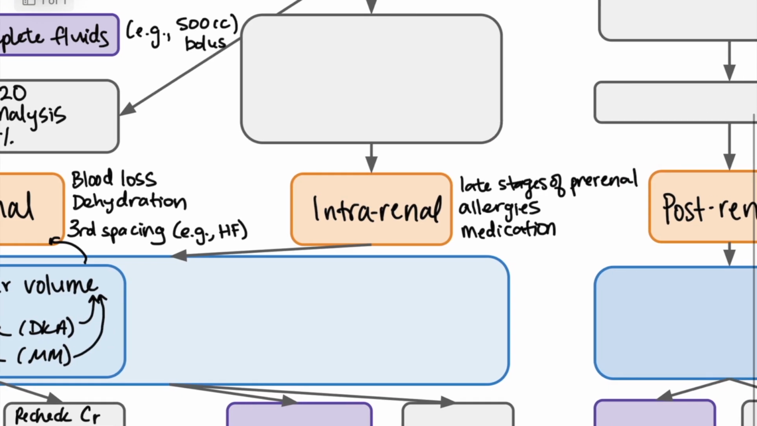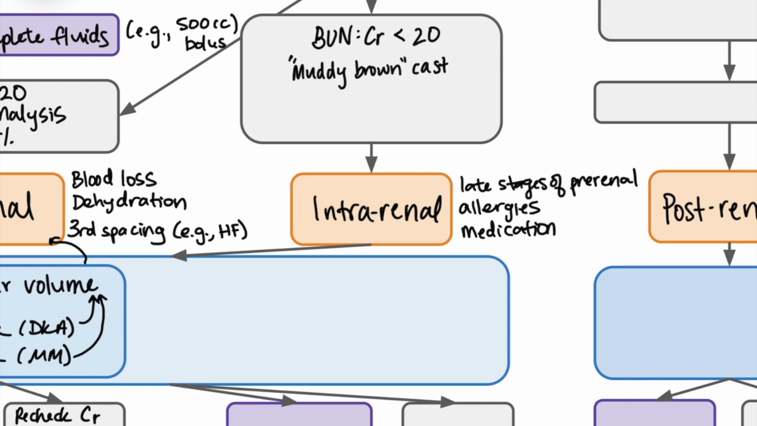The next category we can look at is intrarenal AKI. What are some of the lab findings we may notice for intrarenal AKI? BUN to creatinine should be normal or low, so less than 20. On urinalysis, you might see muddy brown casts. You could also see sterile pyuria, or in other words, the presence of white blood cells in the urine without the presence of bacteria or pathogens. And FeNA is probably greater than 2%.